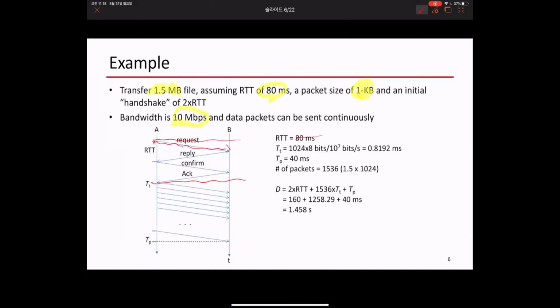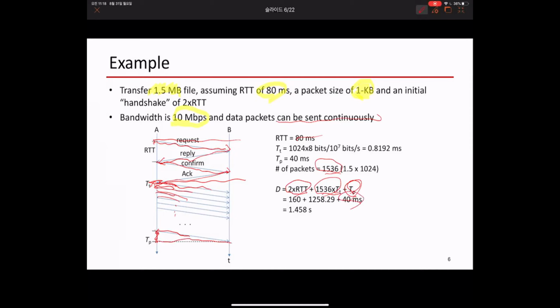Can I send it? Yeah, you can. Good to go. So from here, you keep sending. In this environment, it says send continuously. So I have 2 times the RTT for the connection setup. Then I have 1,536 packets, so I have to count 1,536 times the transmission delay. Then in the end, I have to count this tail, which is TP, the propagation time.